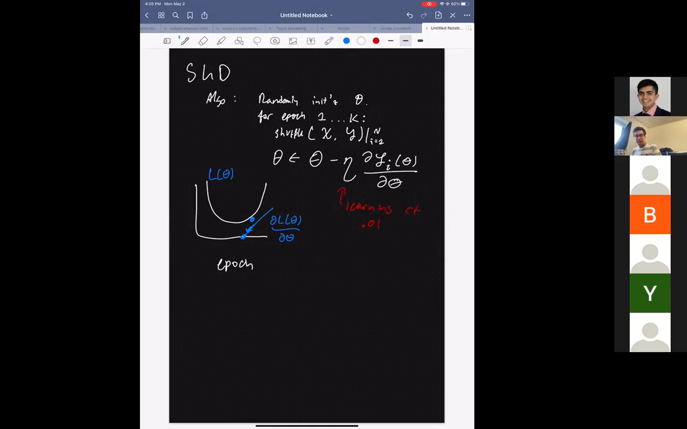And so one epoch is one instance of showing a model all of our training examples. So let's say we have 50 examples in our data set. One epoch is the process of training the model on all of those 50 examples.